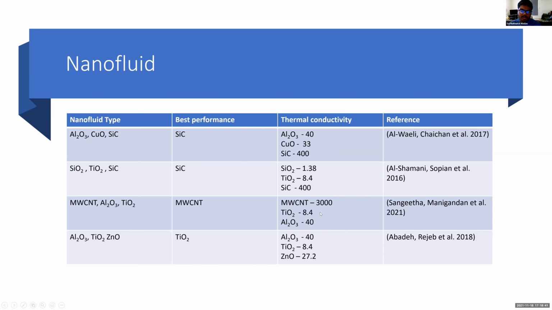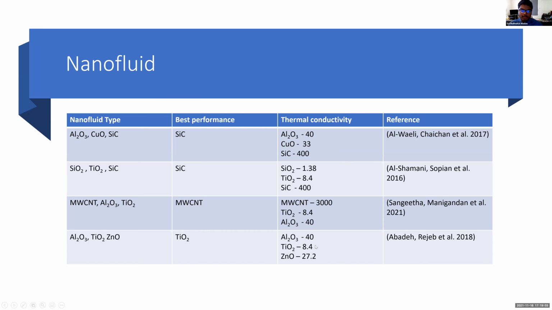This is because the thermal conductivity obviously enhances the heat transfer rates in the nanofluid. And also another study contradicts the above results. Actually, the study conducted by Abed found that the TiO2 nanoparticle, which only has a thermal conductivity of 8.4 watts per meter square, has better performance than the others.